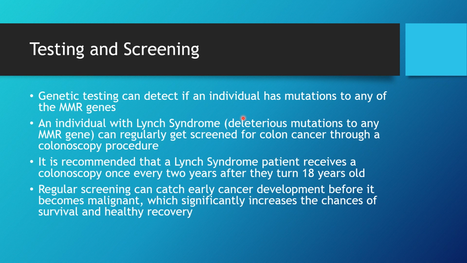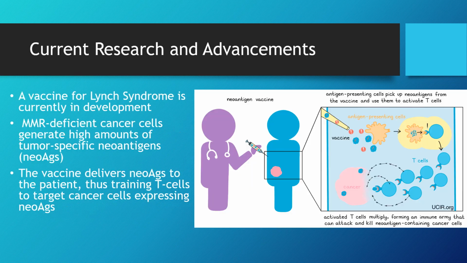An individual with Lynch syndrome, which is deleterious mutations to any of these MMR genes, can regularly get screened for colon cancer through a colonoscopy procedure. It is recommended that a Lynch syndrome patient receives a colonoscopy once every 2 years after they turn 18 years old. Regular screening can catch early cancer development before it becomes malignant, and this significantly increases the chances of survival and also a fully healthy recovery.